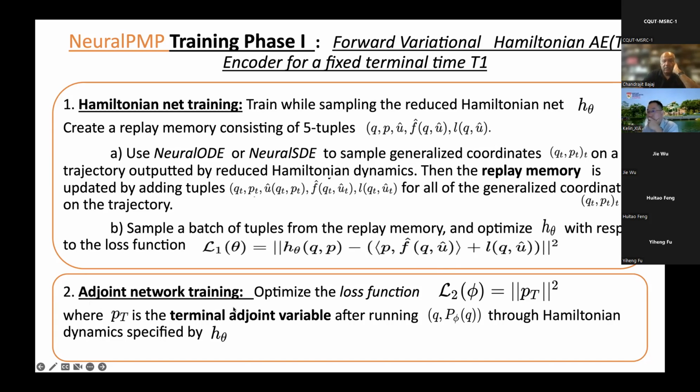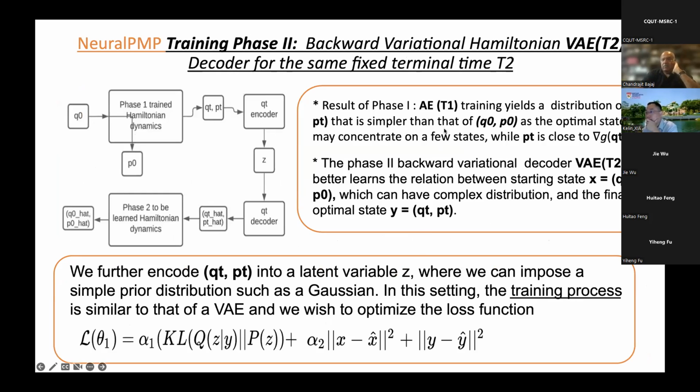So the adjoint network training gives you backpropagation. So you optimize this loss functional with respect to the terminal adjoint variable after running this through your Hamiltonian dynamics each time. And so you train to update both your Q, which is your state, and also your P. So this is what we call phase one. And this phase one training yields a distribution QT, PT that's simpler than that of Q0, P0 as the optimal state. QT may concentrate on a few states.